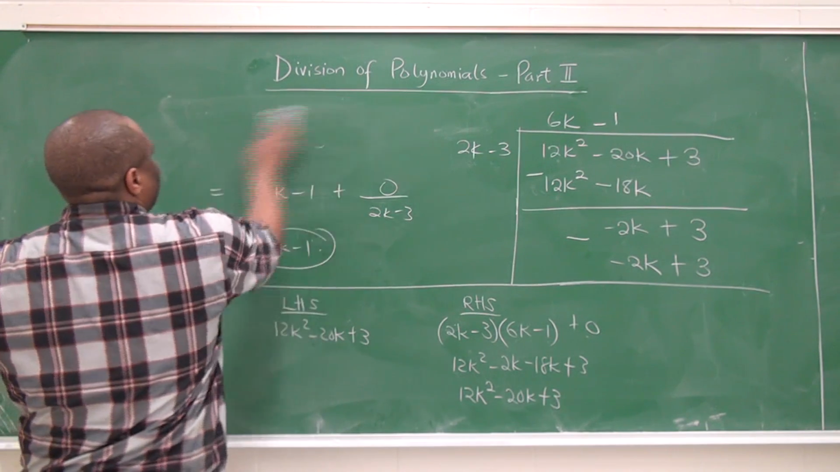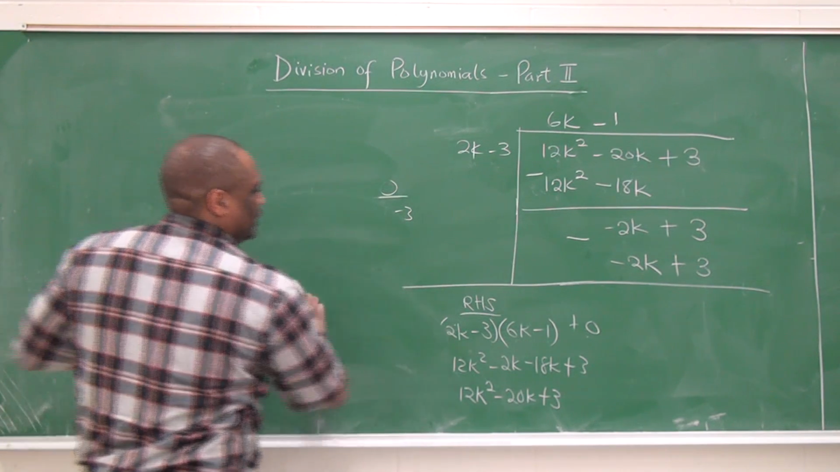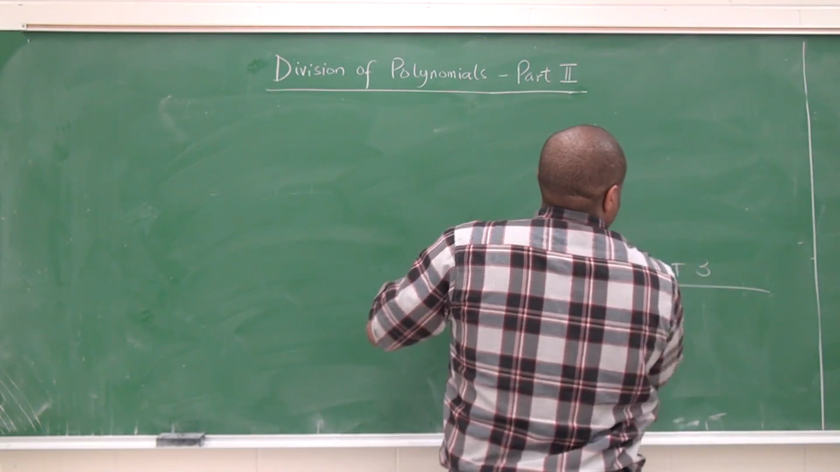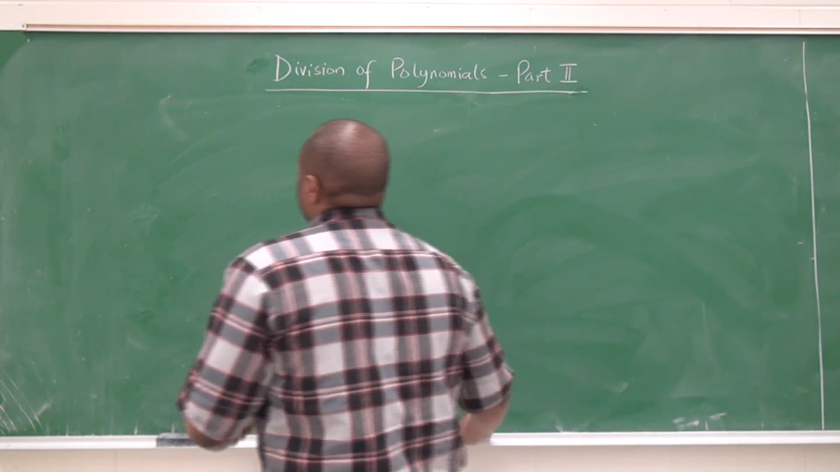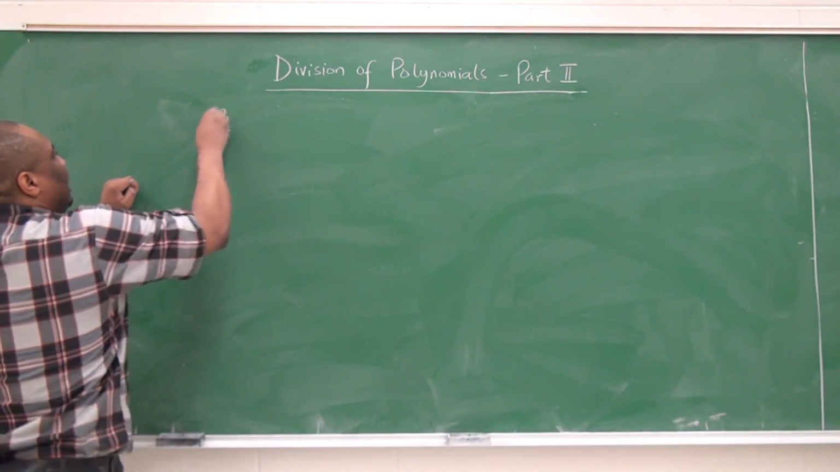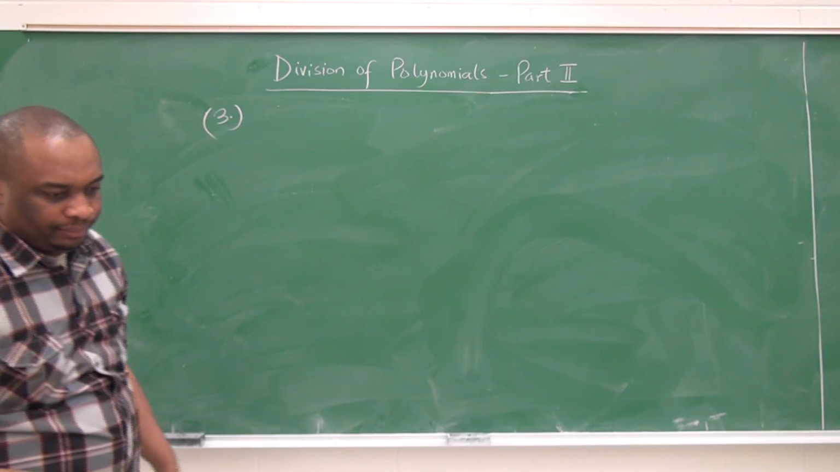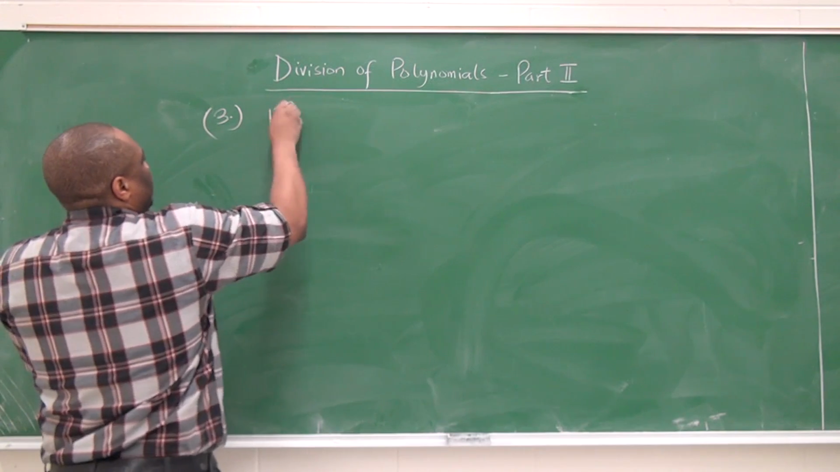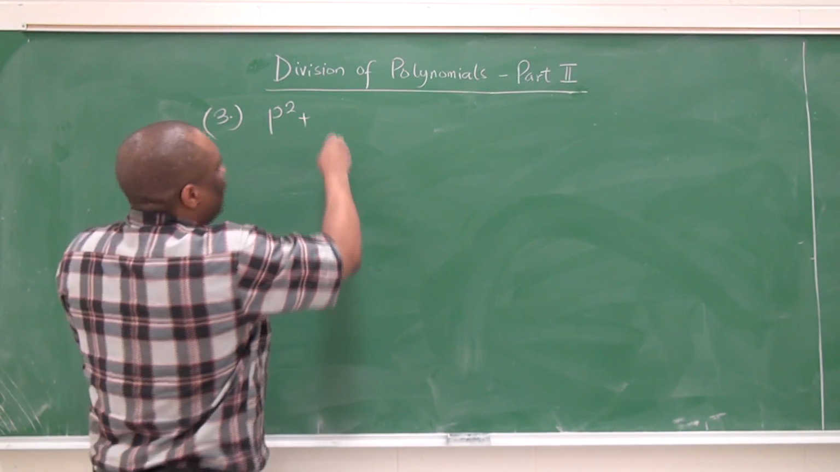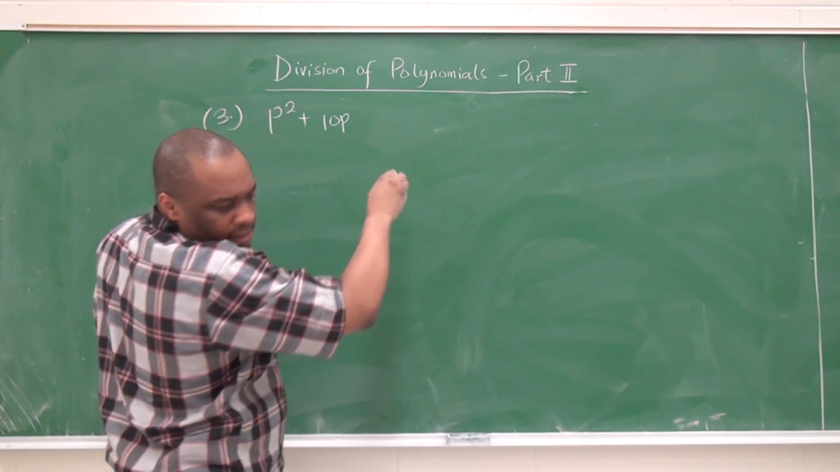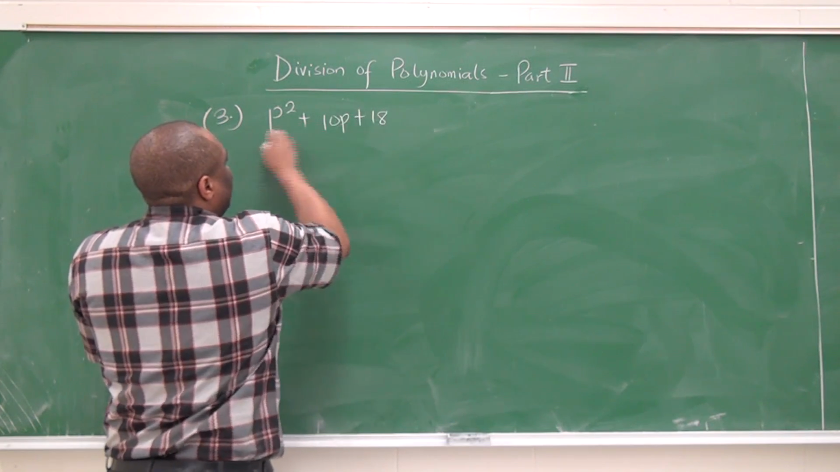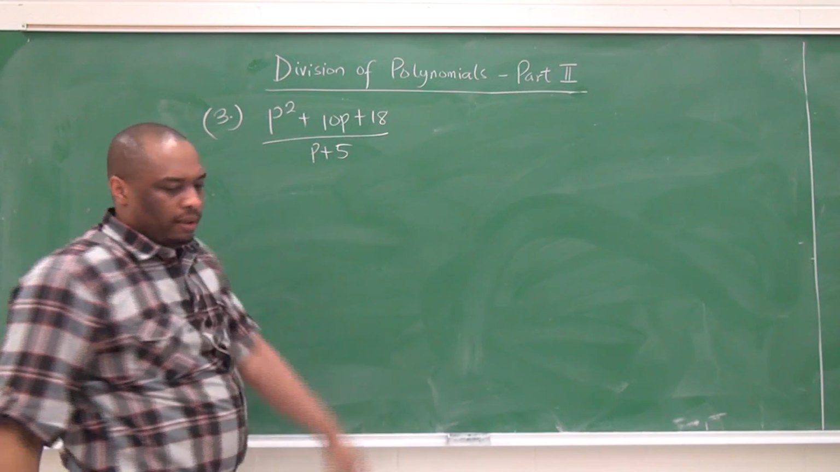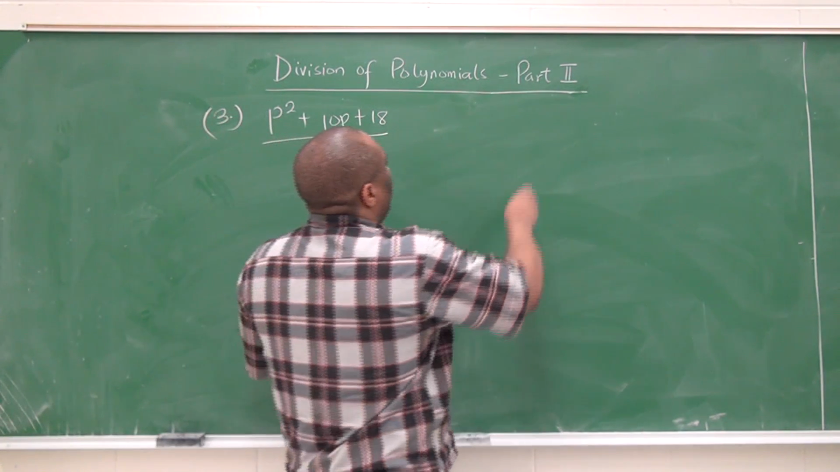Okay, let's do number 3. I hope you understood number 2. I just want to do several questions. I want to do all the varieties. Number 3, we have p squared plus 10p plus 18 divided by p plus 5. Right? So we set it up.